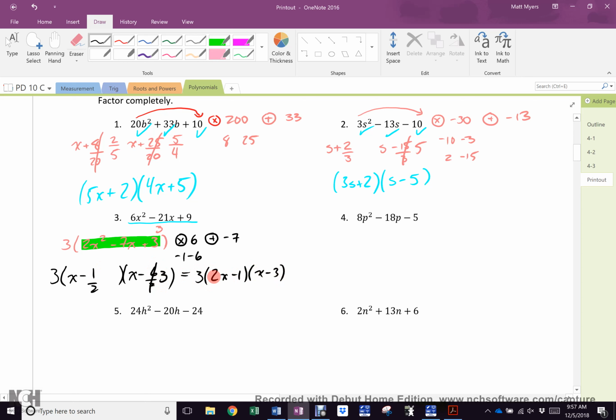And then I check. Is 2x times x 2x squared? Yep. Is negative 1 times negative 3 positive 3? Yep. Now, so far, if both ends have worked, the middle's worked, right? So do we need to check the middle? No. And then 3 in front of it. Will that get me back to 6x? So am I done? Yes. Is everybody good? Great. You guys try 4 totally by yourself.